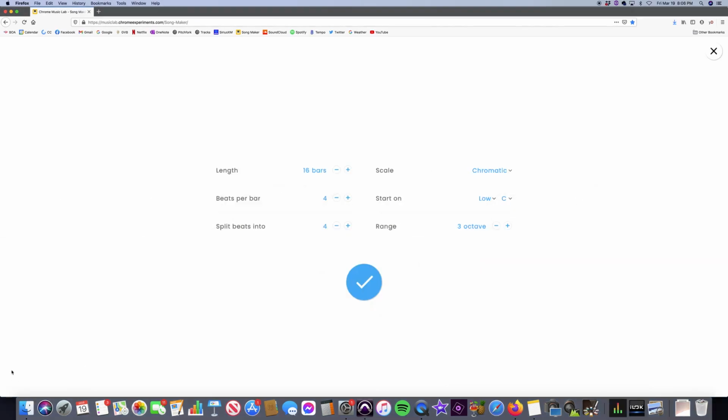Okay, let's start off by looking at the settings. So first of all, we're gonna do a length of 16 bars. So that's maxing that out. That's the length of our entire Songmaker project, the entire song we're gonna make.